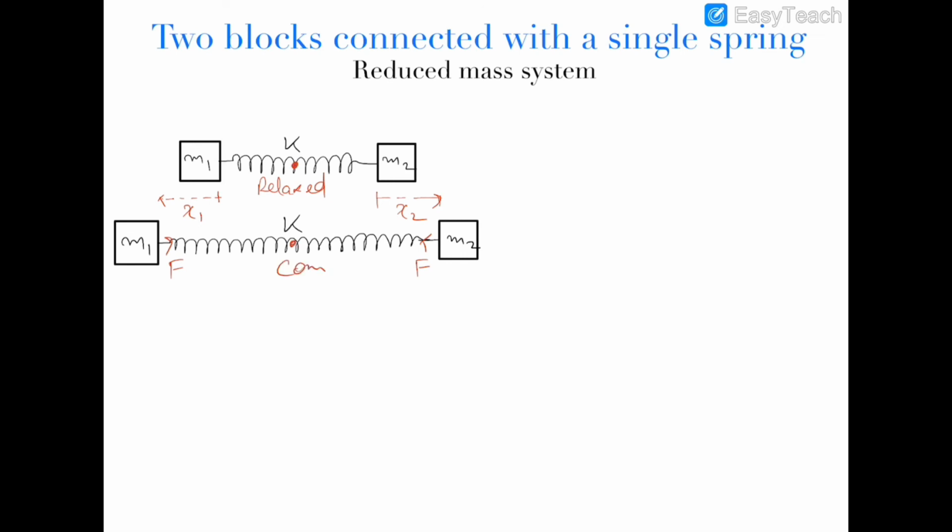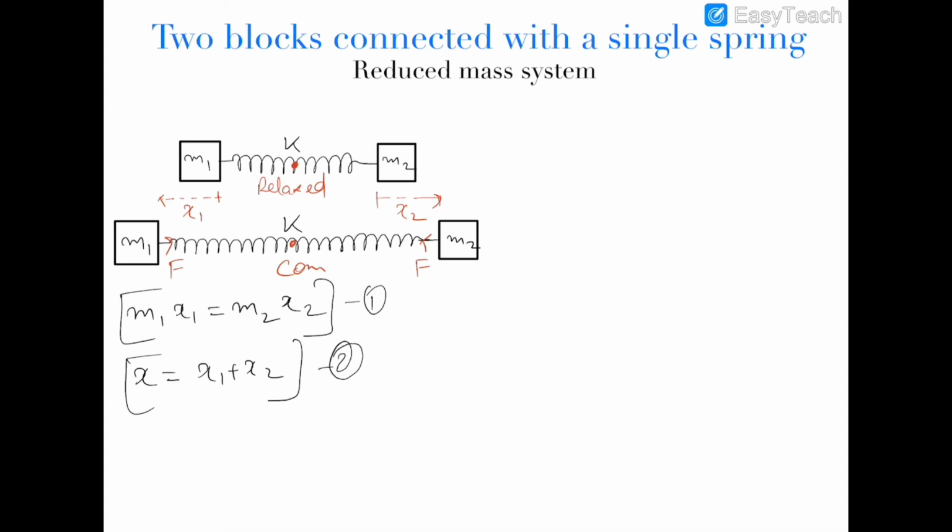So if the center of mass of the system is not displaced, then the momentum of the system would be conserved, and therefore m1 x1 would be equal to m2 x2. Now we all know that the extension in the spring would also be equal to x1 plus x2, and this is the first equation, this is the second equation. Now let us talk about the block m1. The force acting on the block m1 is F, and the force acting on the block m2 is also F, and F would be the same because the tension developed in this spring would be the same for both the blocks on both the ends of the spring.